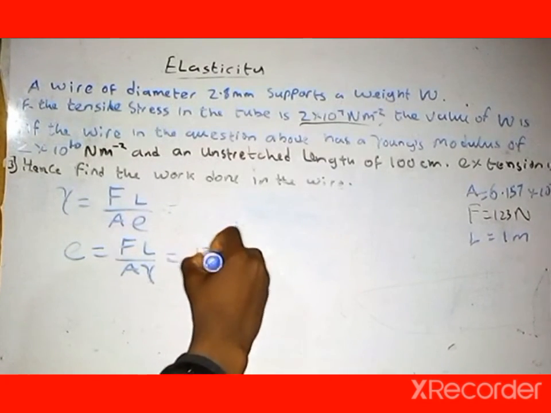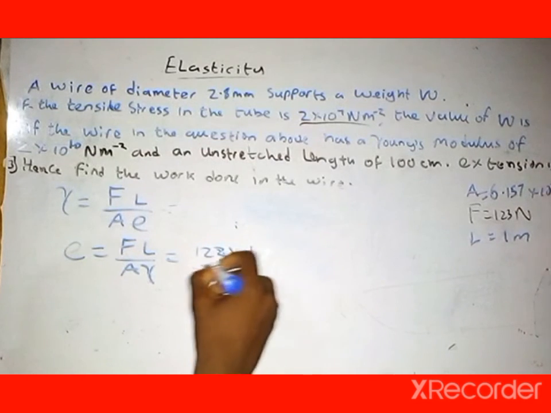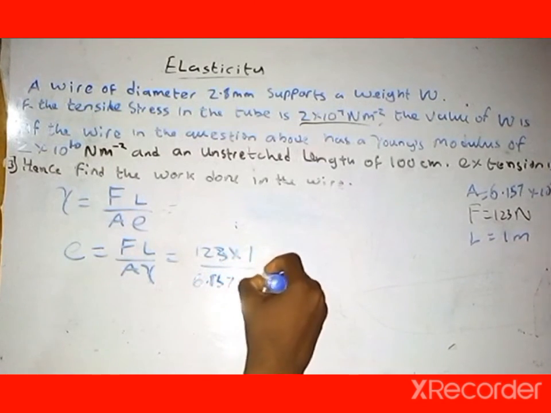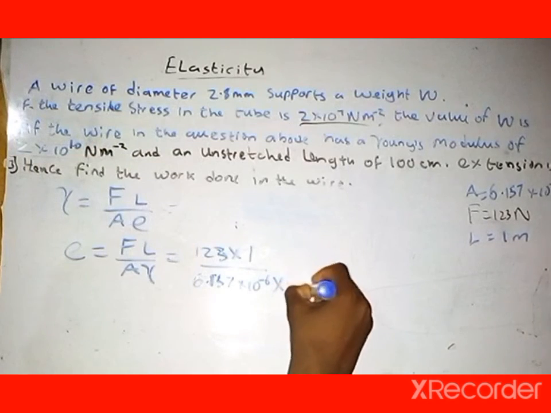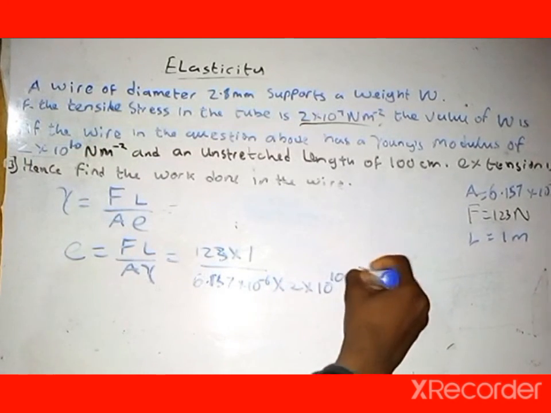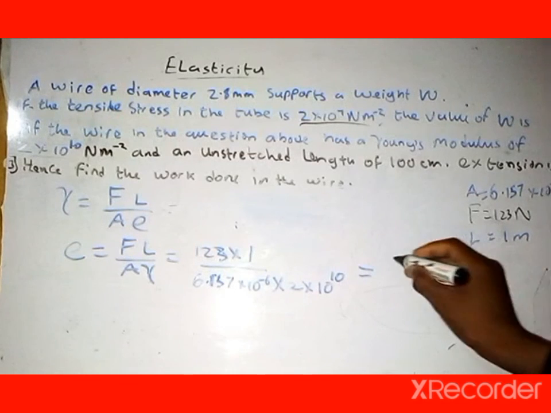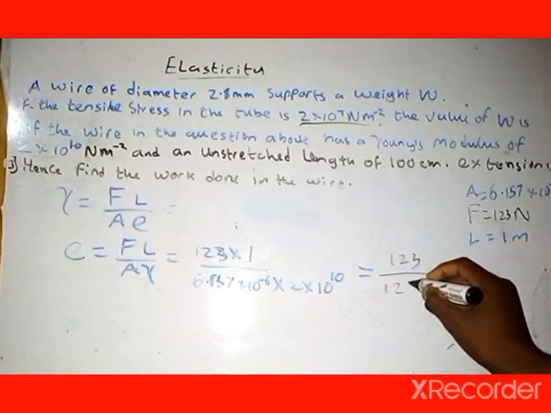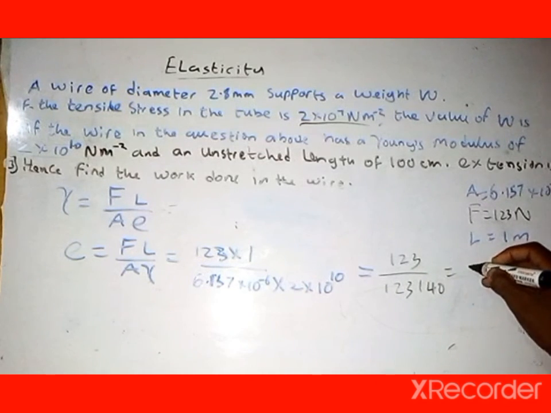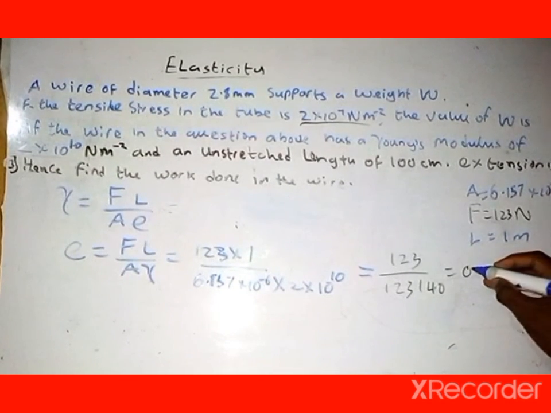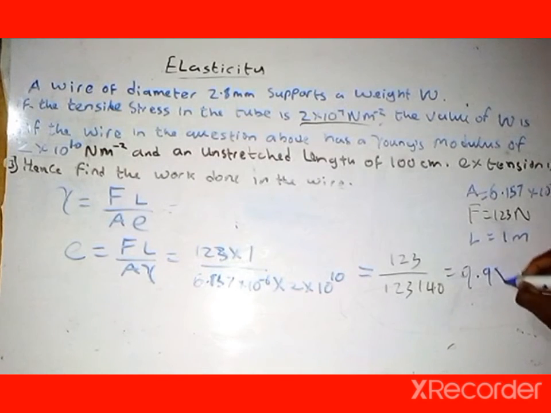So our extension now will be equal to our force, 123, multiplied by 1, over our area, 6.157 times 10 to the power minus 6, multiplied by our Young modulus, which is 2 times 10 to the power 10. Then when we multiply this, we have 123 over 123,140, which is going to give us 0.9 something. It is giving me 9 times 10 to the power minus 4. So hence this is my extension.